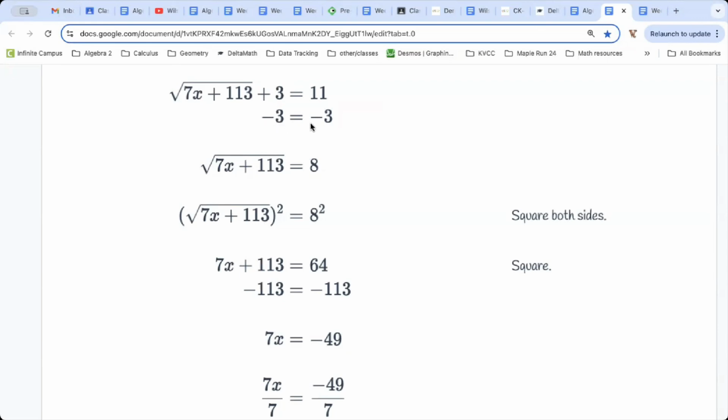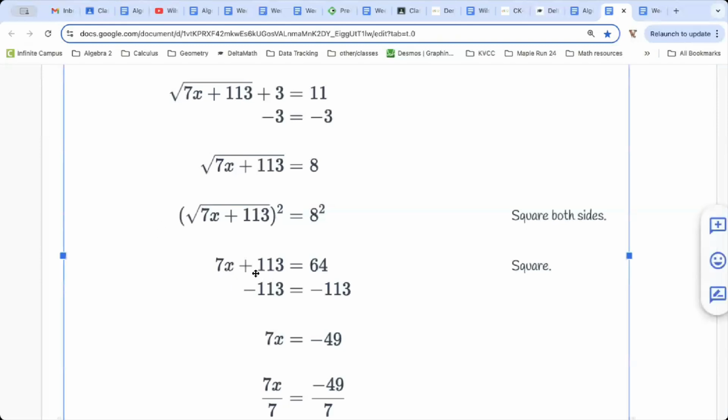So first thing first, we subtract 3 from both sides. Now we have the radical part all by itself. Next, we square both sides, and the square and the square root cancel each other's functions. So the left-hand side is just 7x plus 113. The right-hand side, 8 squared is 64.